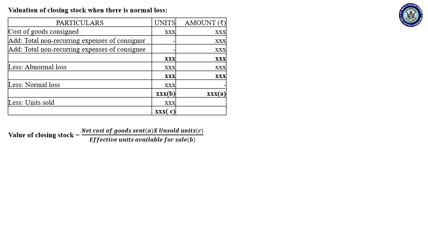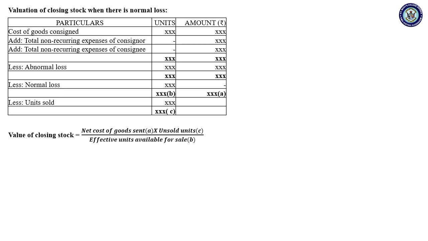There are three columns: particulars, units, and amount. First, you start with the cost of goods consigned, that is the total cost of goods consigned. You write the figures in the units as well as the amount column, that is the number of units as well as the total cost. Then you add the non-recurring expenses of the consignor. Please note it is non-recurring, not recurring. Why do we add non-recurring? Because non-recurring expenses will increase the value of the goods. Recurring expenses will not increase the value of the goods.